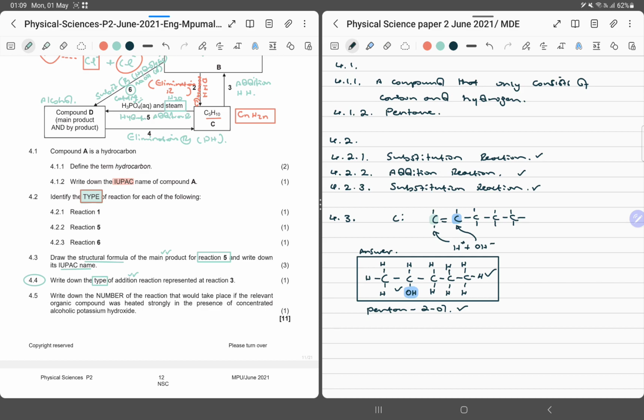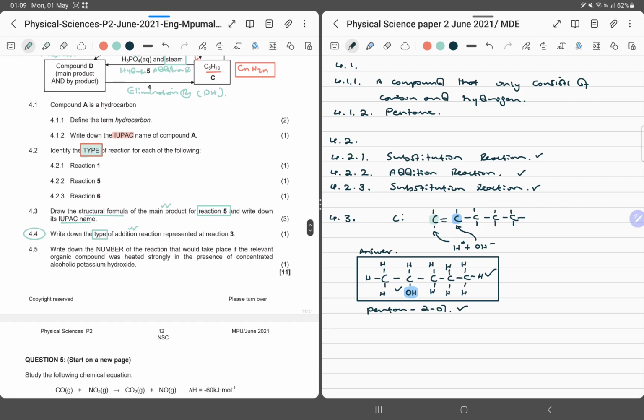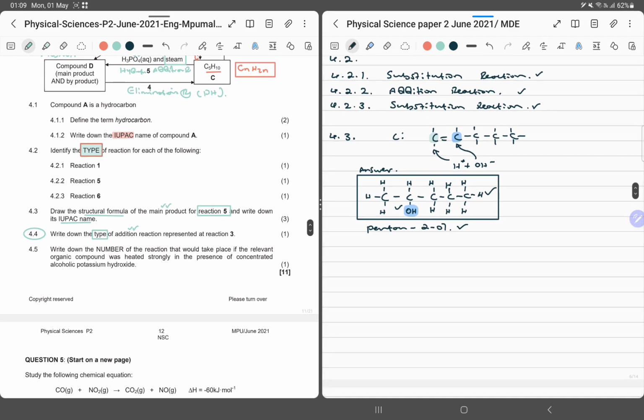Anyway, addition reaction represented by reaction 3. So we can see here this is hydrohalogenation. So that's the name that they want. It's a specific name. So 4.4. This is hydrohalogenation. All right, not a big deal, easy one.